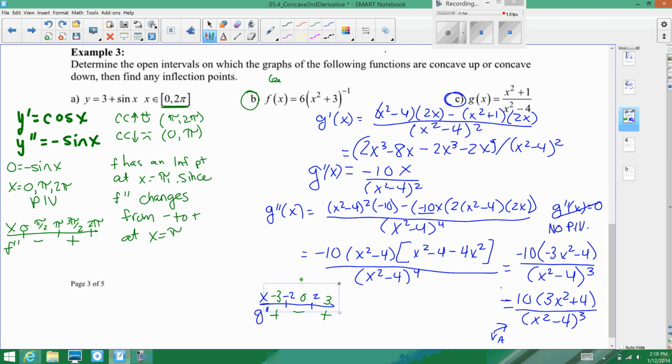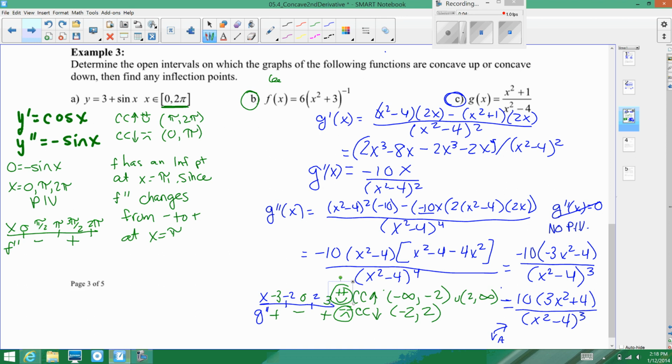All right, so our function is concave. Actually, we should say g, but g is concave up like a cup anywhere from negative infinity all the way up to negative 2, or from 2 to infinity. And our function's concave down like a frown in between those vertical asymptotes, from negative 2 to 2. All right, so don't forget when your second derivative is positive, it's concave up like a cup. And when it's negative, it's concave down like a frown.